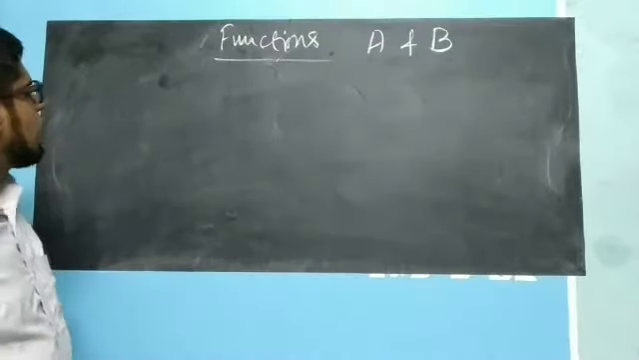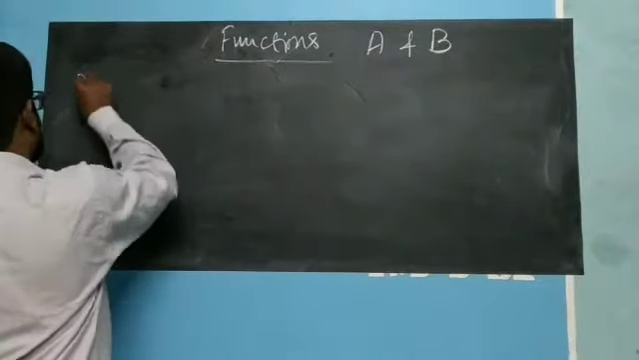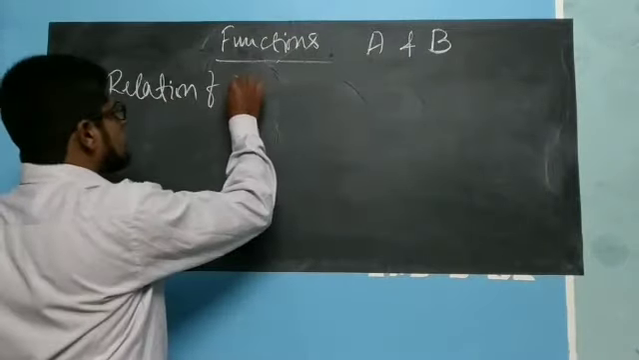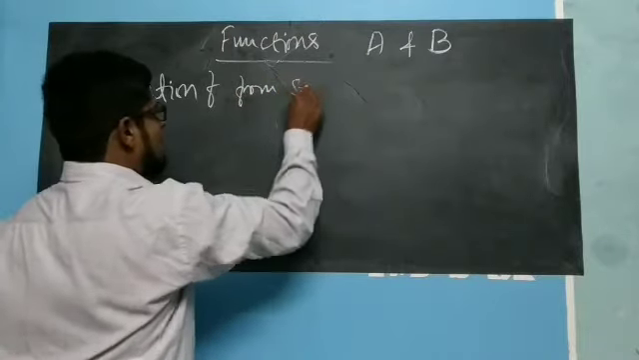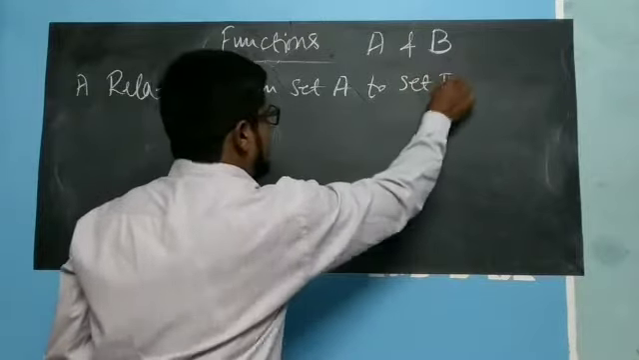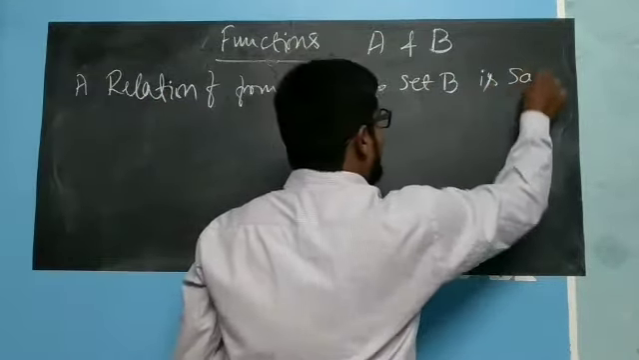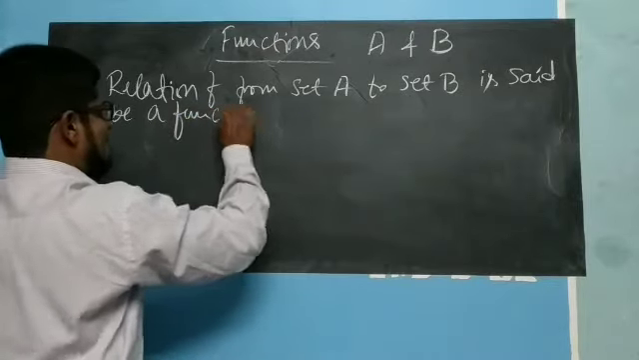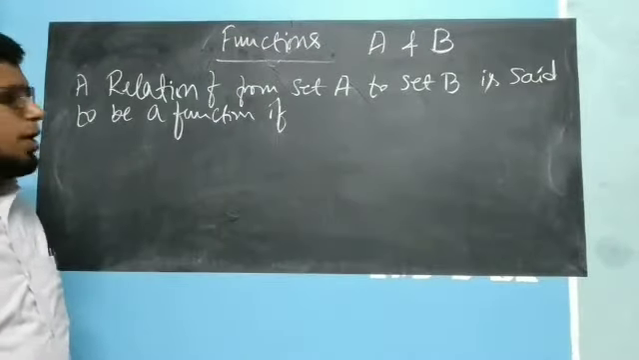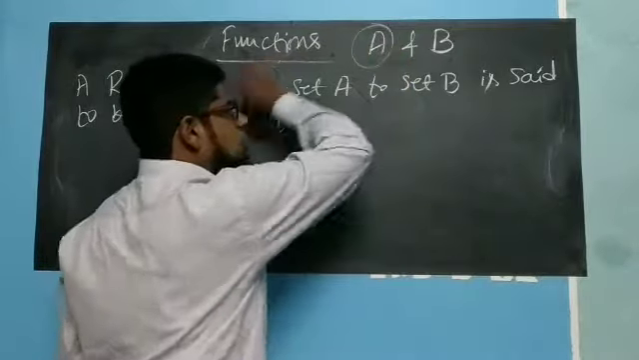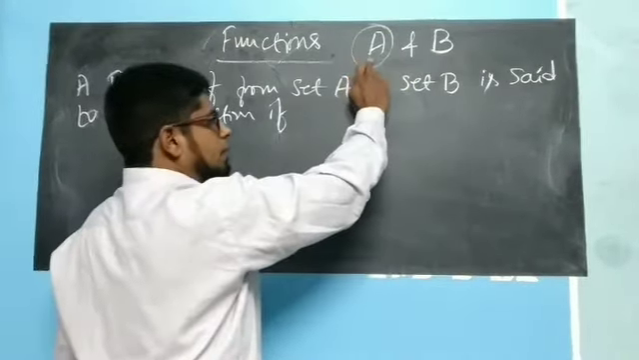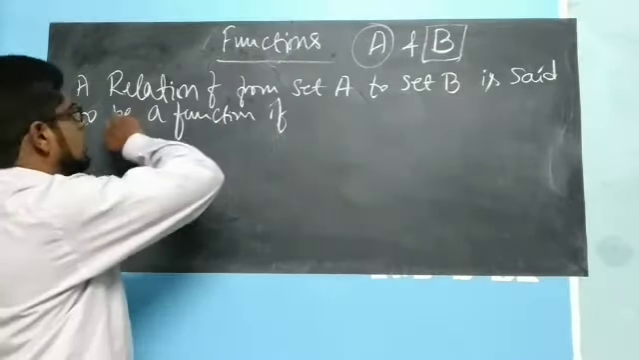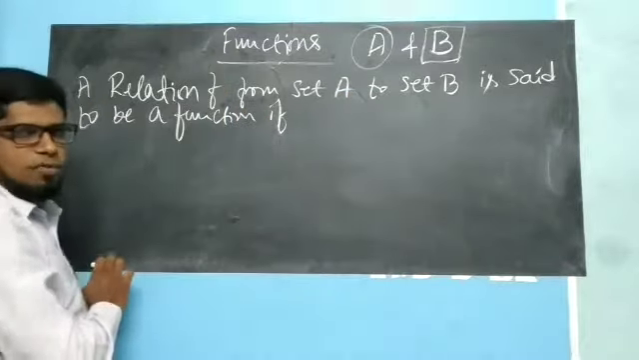So the definition of function is: a relation f from set A to set B is said to be a function if each and every element of set A must have a unique image in set B.